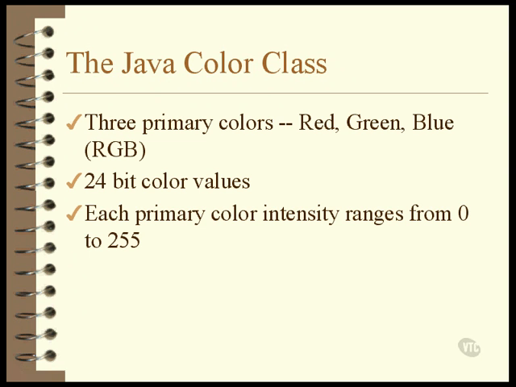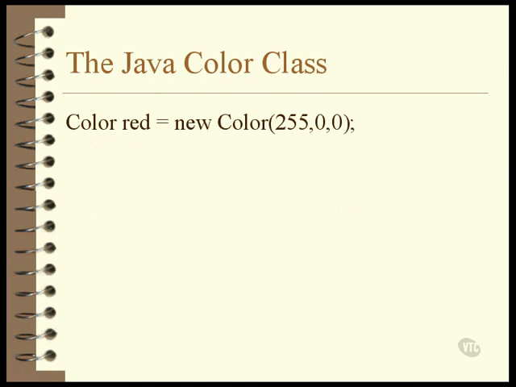With each color value being stored as 8 bits, this means that each primary color can be in the value range 0 to 255. A value of 0 means no color, and a value of 255 means the color is at its maximum intensity. The constructor of the color class requires that all three colors be specified.